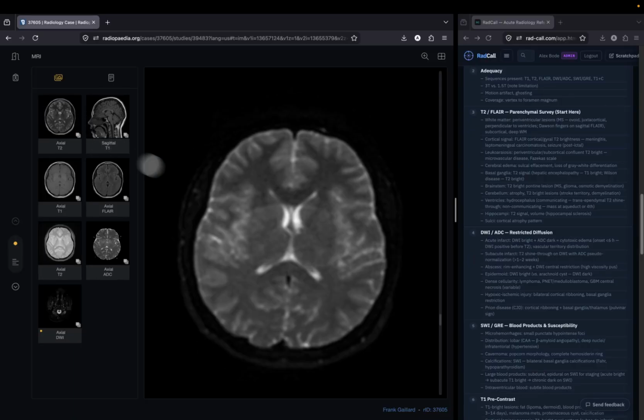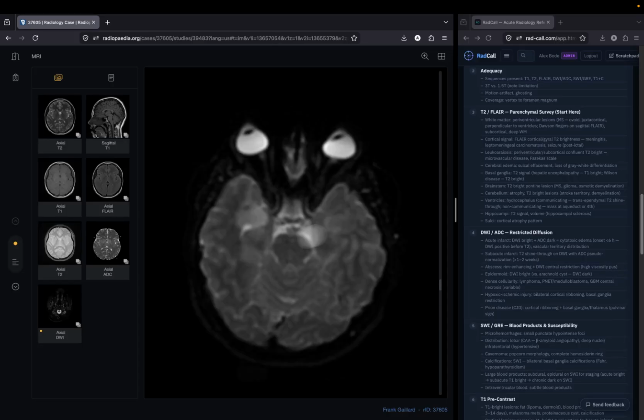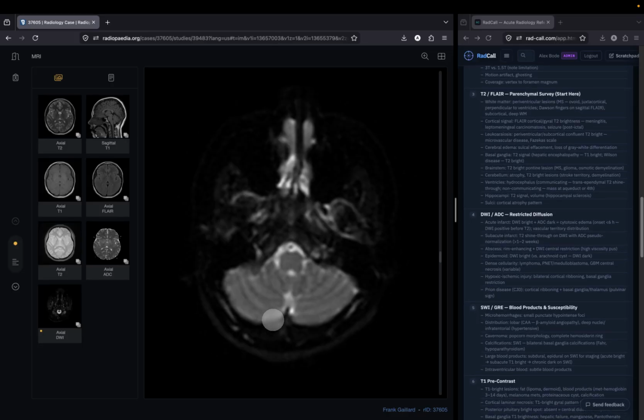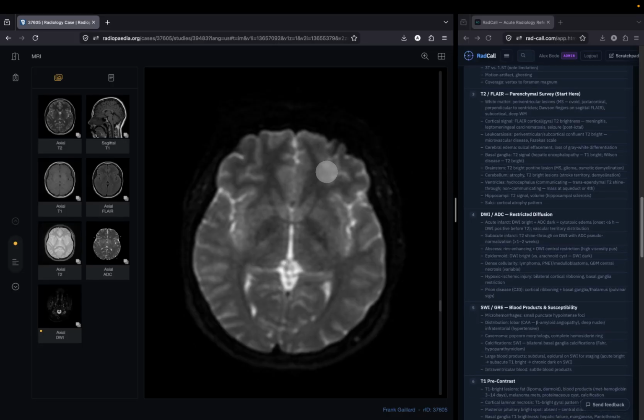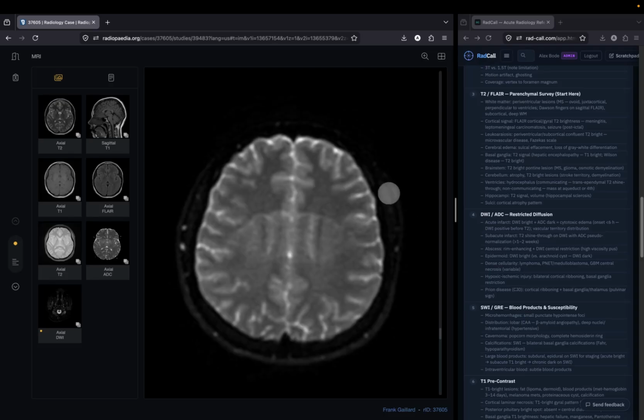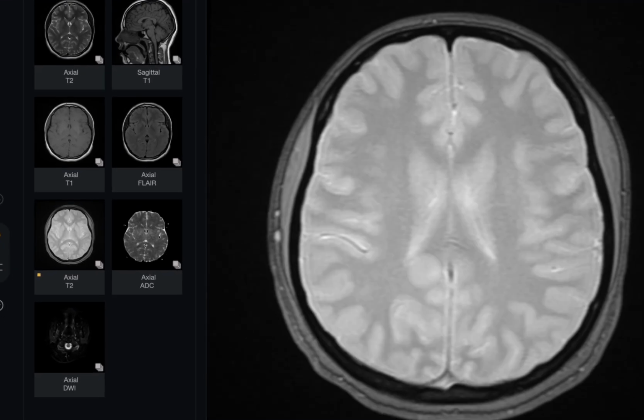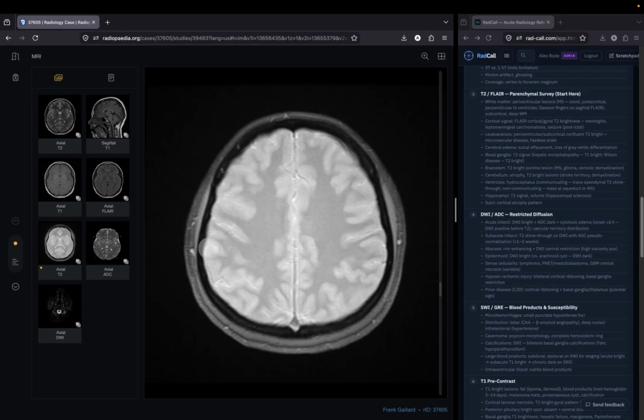So again, just do that same search pattern, going lobe by lobe, going to the basal ganglia, and then the brainstem, and then the posterior fossa, and then the extracranial structures, looking for anything that could be restricting diffusion. Next, you'll look at the SWI. This is a T2 star sequence here, actually, which is similar.